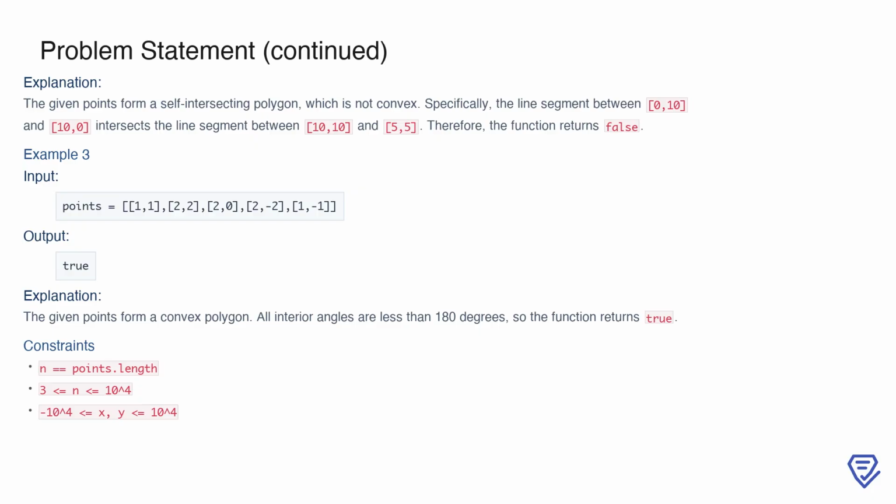Now, let's consider another example, 1, 1, 2, 2, 2, 0, 2, 2, 1, 1. This set of points forms a convex polygon, as all the interior angles are less than 180 degrees. No segments intersect, and the shape is closed. Therefore, the function correctly returns true for this input.